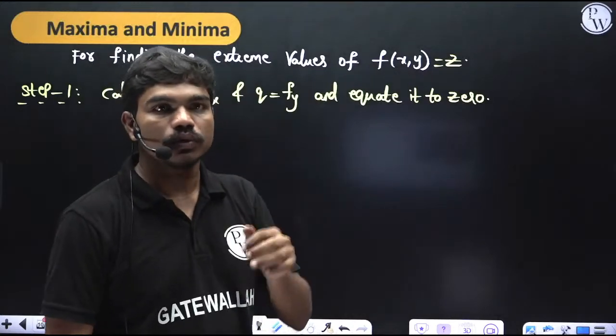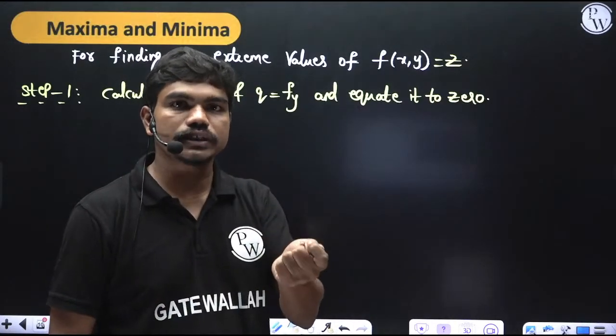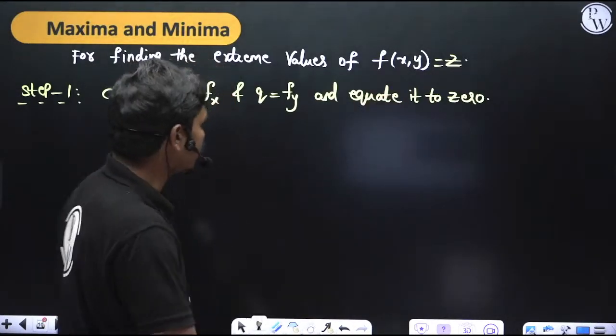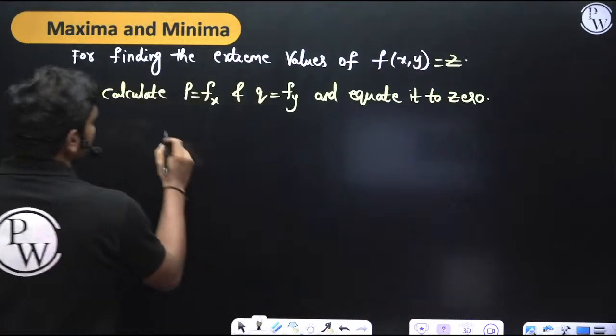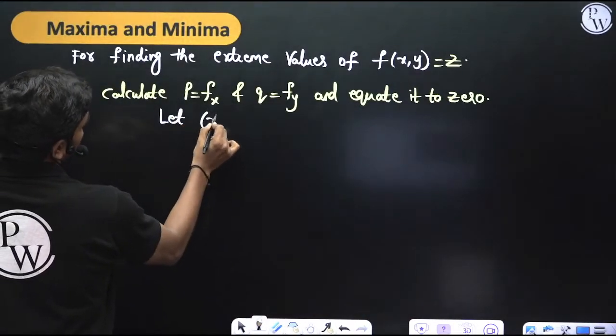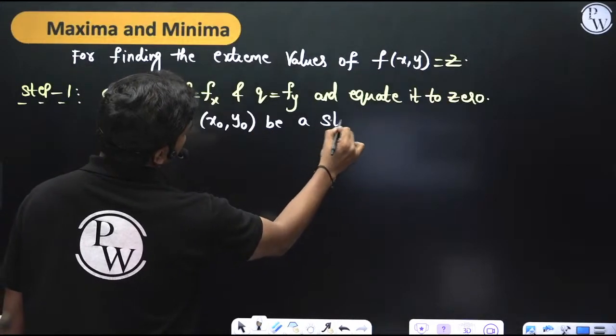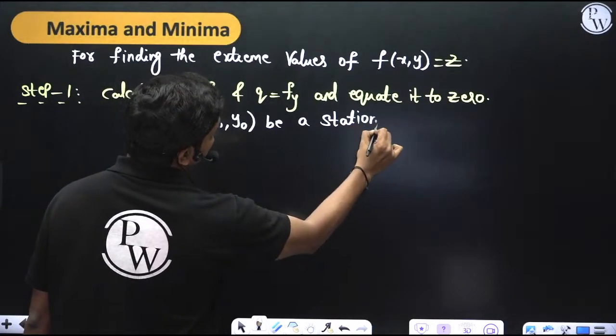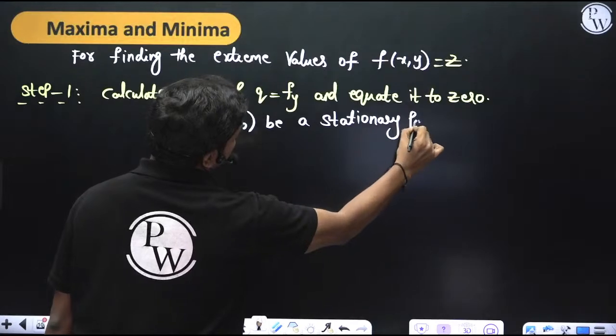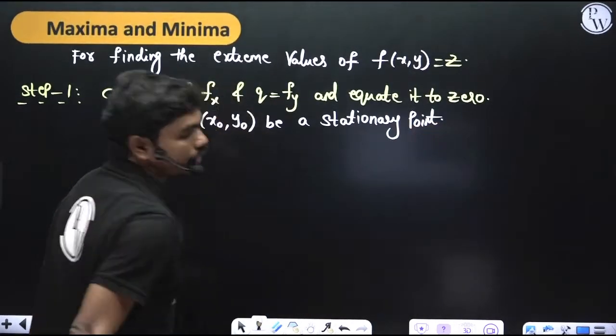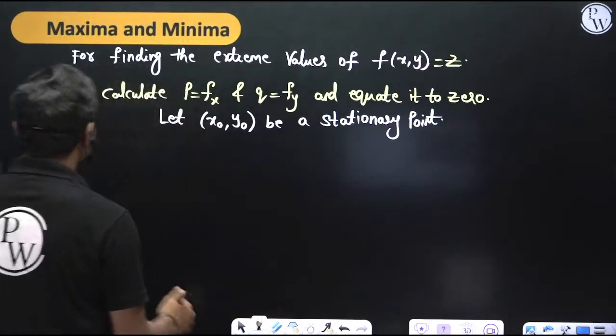Okay, so when you have certain stationary points, let's pick one of the stationary points and run the analysis. So let x naught comma y naught be a stationary point. So we'll see at different stationary points how we proceed. Then let's see step 2.